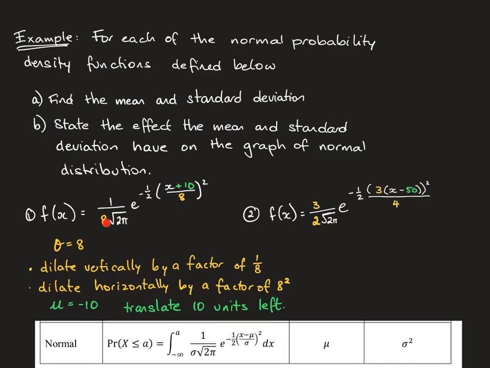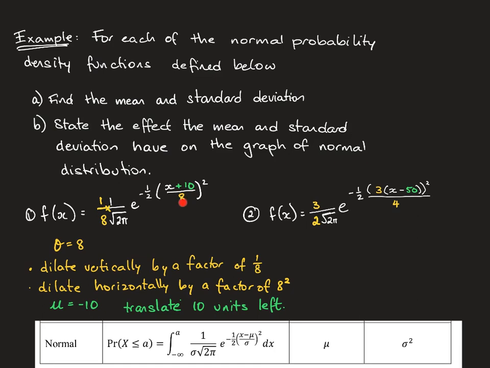So the first one, you can see that where the sigmas are in the formula, you've got an 8. So the standard deviation is 8. And what the standard deviation does is dilate it vertically by a factor of 1 on 8 because it's in the denominator of the fraction here. If you remember back to my original formula, you could have just as well had it as 1 over 1/8, 1 over 8 times the standard formula. So that's where the 1/8 comes from.